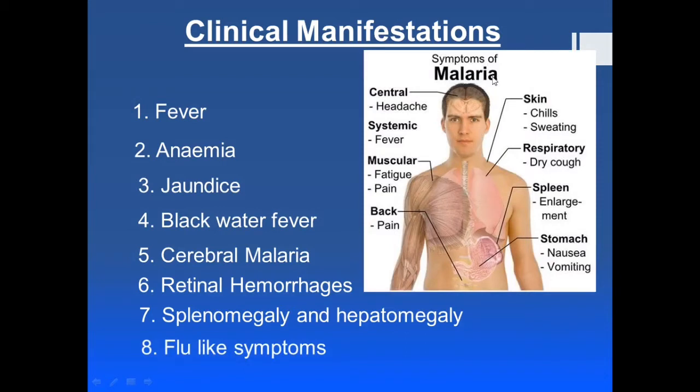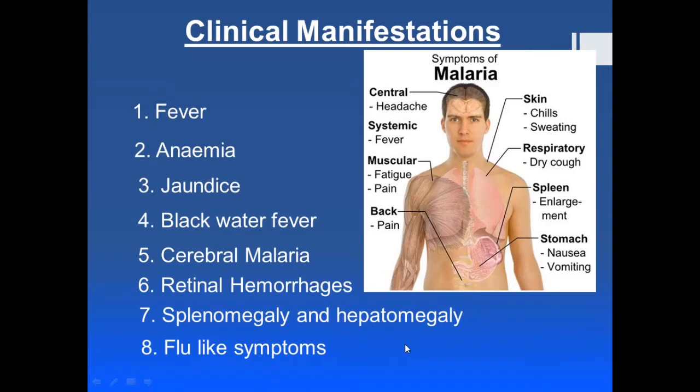Here are some symptoms of malaria. In the central nervous system, it causes headache, it may cause fever, there is fatigue and pain, and as a result chills, sweating, dry cough, and splenomegaly and nausea, vomiting. So these are all the symptoms of malaria. These are all the clinical manifestations that you should remember.